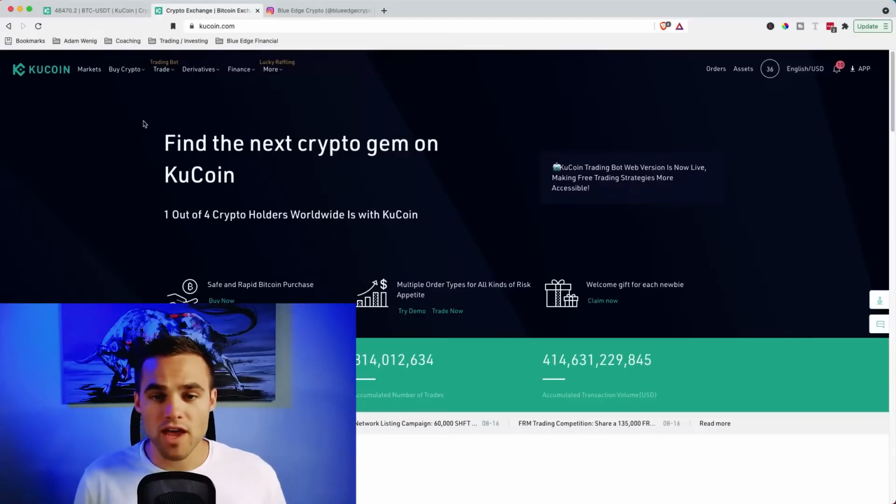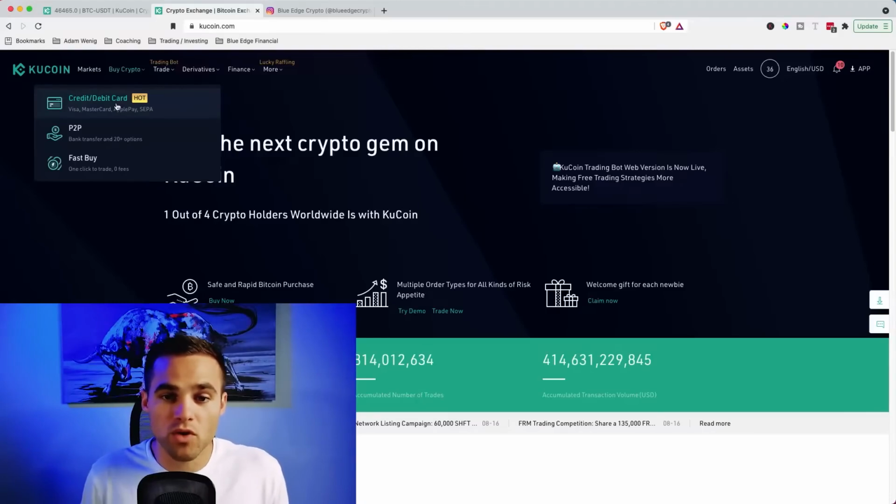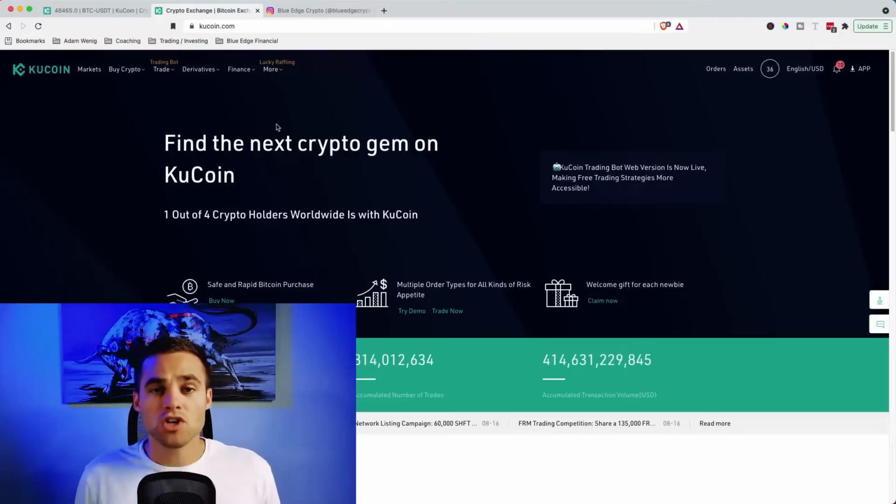So once you have a brokerage set up, then obviously you're going to want to fund the brokerage. You can either send cryptocurrency directly to your brokerage account, or the cool thing about KuCoin is you can actually pay and buy crypto with your credit or debit card. So it makes it really simple to get your money onto an exchange, so that way we can begin trading.